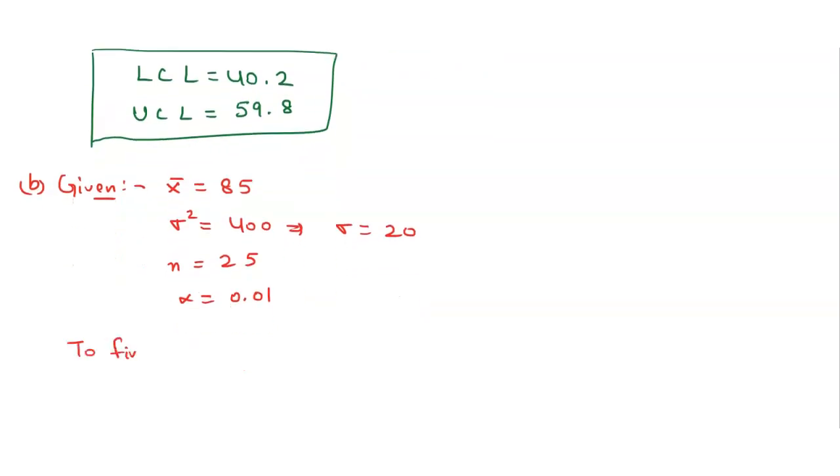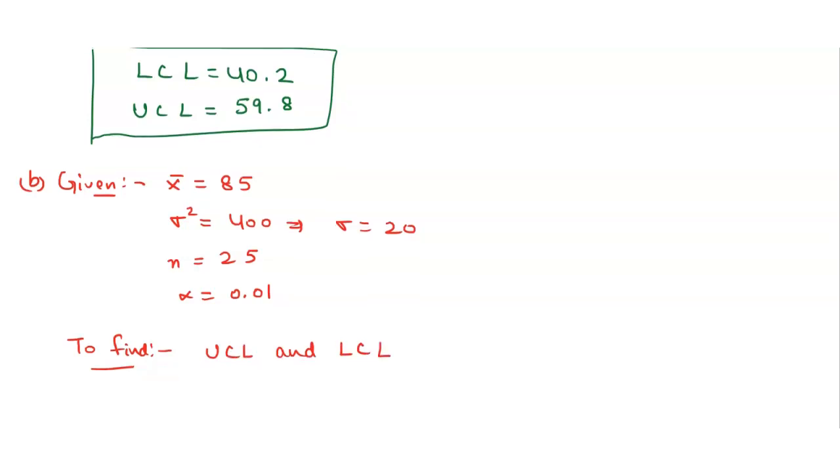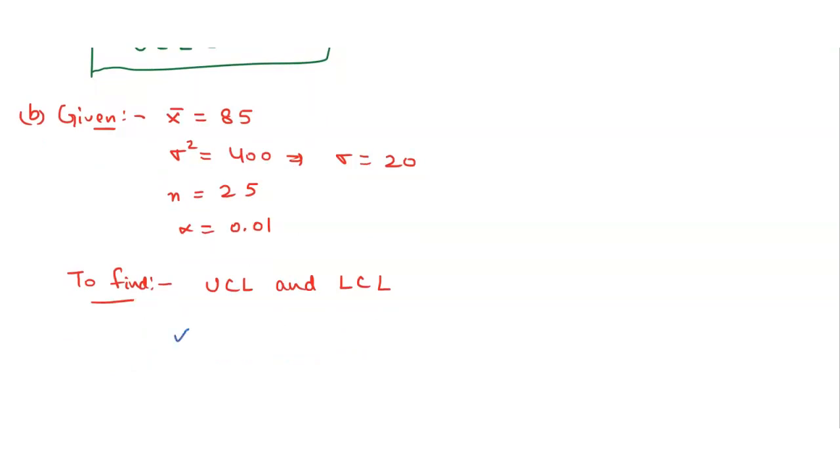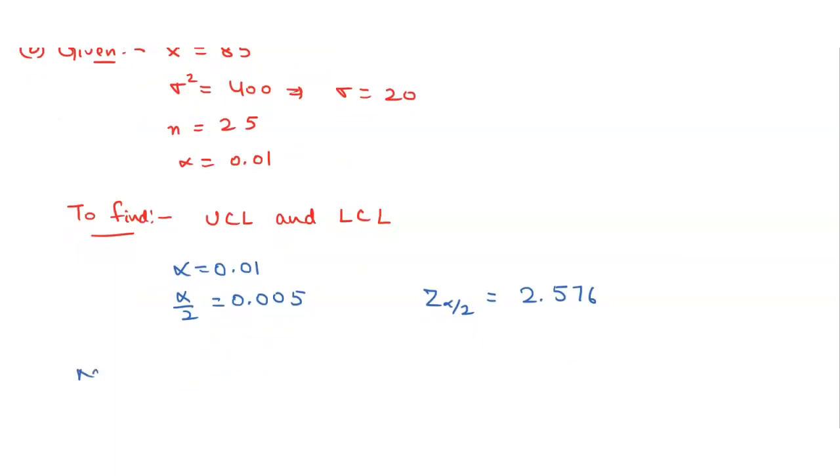To find UCL and LCL, now let's start with the solution. As we are given that alpha is equal to 0.01, alpha divided by 2 is 0.005. So Z alpha divided by 2 is equal to 2.576.